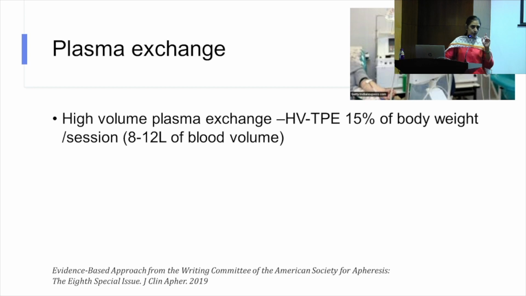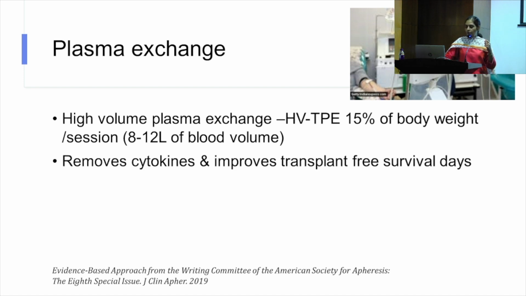We are looking at high volume plasma exchange. It's not the regular volume that you would do for other conditions like thrombotic thrombocytopenic purpura or any other autoimmune causes. It's a high volume plasma exchange. What do you mean by high volume therapeutic plasma exchange? It's 15% of the body weight, that is about 8 to 12 liters of blood volume per exchange. Okay? So this removes cytokines and it improves transplant-free survival days.